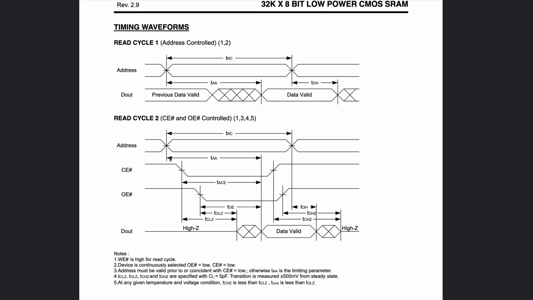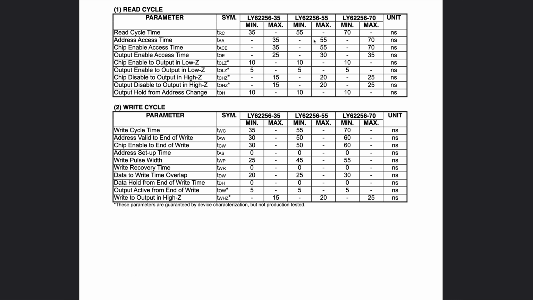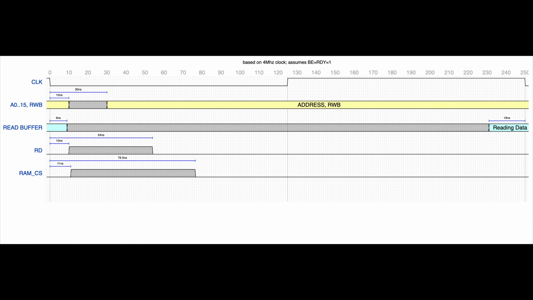So the first value we're going to be interested in is TAA. It's the time between the address being valid and the data being valid. This in the datasheet is 55 nanoseconds. So let me add this to the diagram. So 55 nanoseconds after the address is valid.